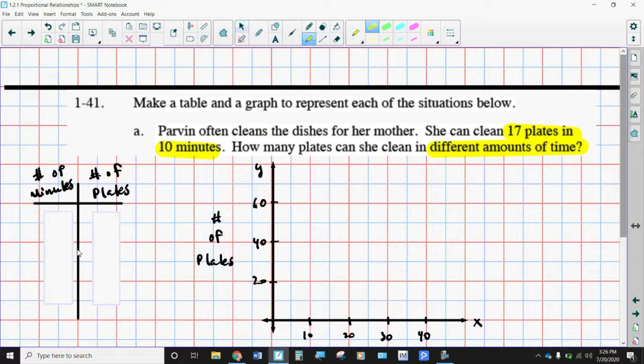So that's where the table comes into play. Let's start off with 0. What if she spent no time cleaning any plates at all?